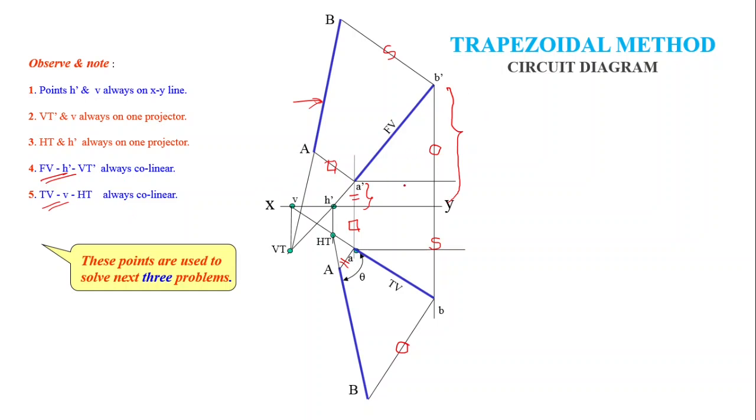And this is the reference diagram. We can use this reference diagram for further classworks. This is the circuit diagram for the trapezoidal method. And the angle between true length and front view is phi. We can find out true inclination with VP from this particular figure.